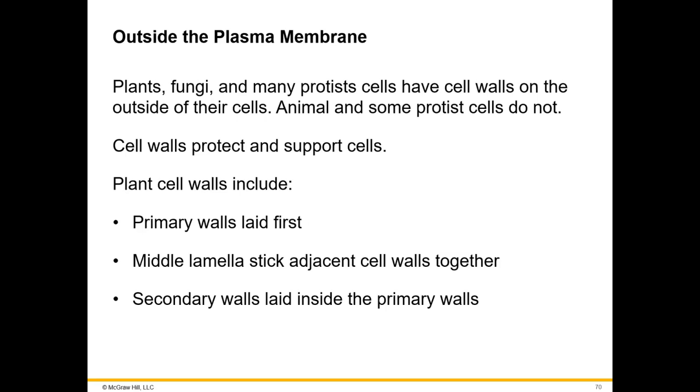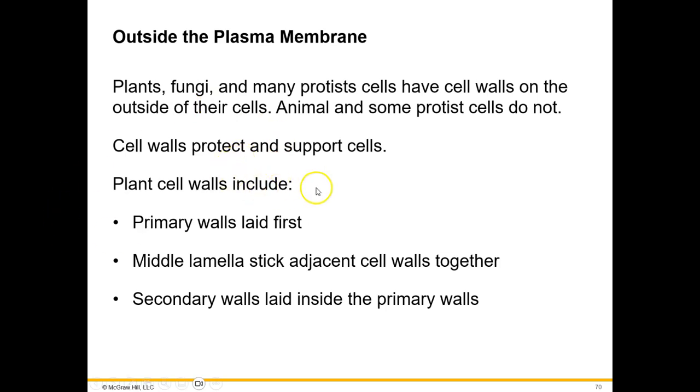And when we talk about plants, fungi, and many protist cells that have cell walls on the outside of their cells, it's important to remember that animal cells do not, and some protist cells do not. So I told you guys how protists are kind of the weird kingdom that have all of these different features. I told you some are unicellular, some are multicellular. Some do have cell walls like plants, and some don't. So there's just a lot of variety in protists, but it is important to remember that animal cells are not going to have cell walls. That is for plant cells and some rare protists.